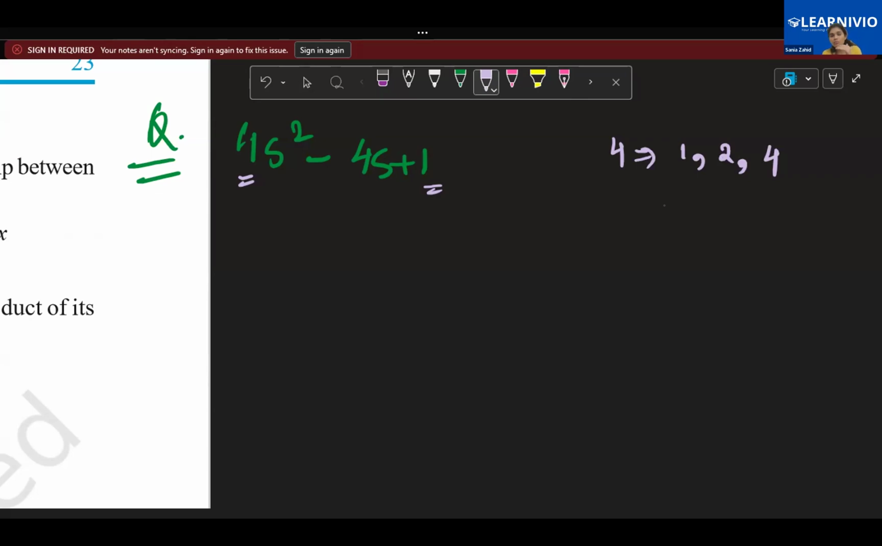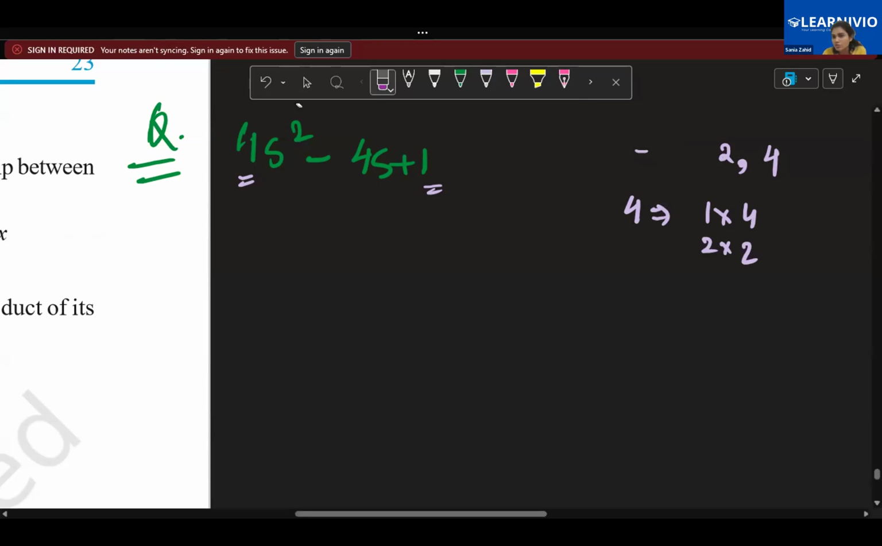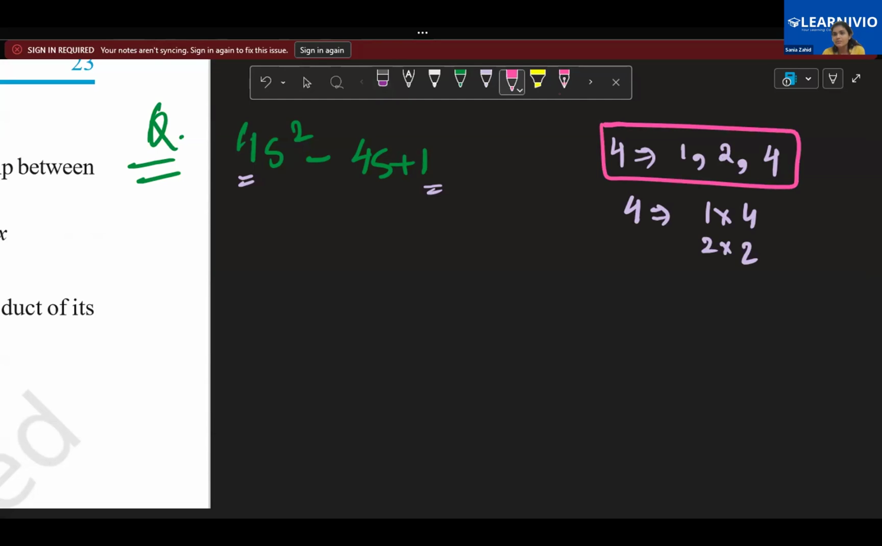See children, there's one more better way to do it. Basically, 4 can be written as 1 into 4 and 2 into 2. These are the only two ways I can break down 4. Now just make pairs from these two things. I always follow this method, the second one. Why? Because the first method is also correct, but it is a bit tricky. I'll tell you how and why. But right now, focus on the second method. 4 can be broken down as 1 into 4 and 2 into 2.